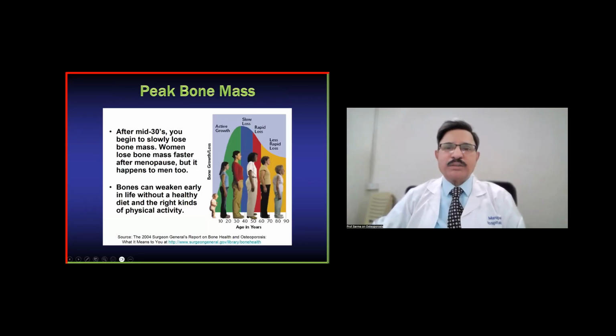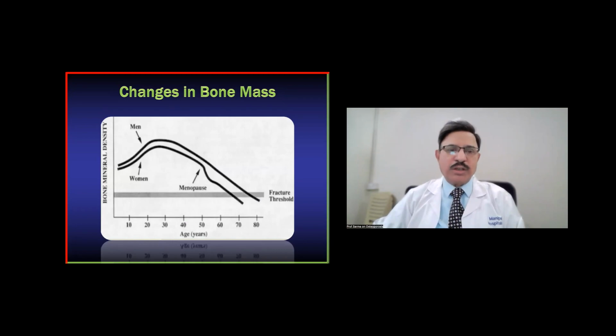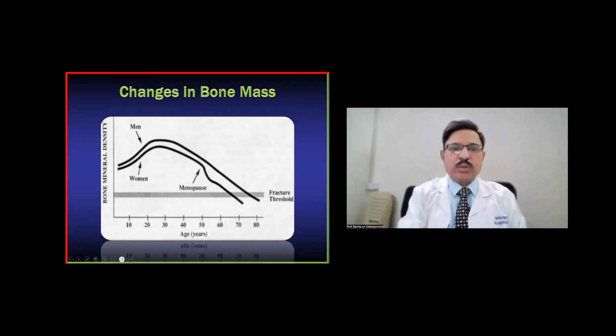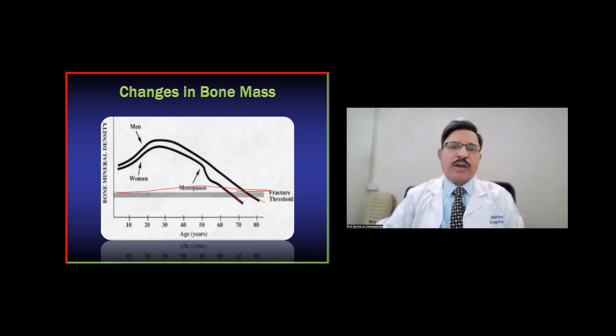You see the peak bone mass, the child, and then the adolescent, the adult. Active growth occurs in that green phase. By then it is over, and then slow loss, rapid loss, less rapid loss, like that. Now, changes in the bone mass, you see 10 years, 20 years, 30 years on the x-axis. By around 20 to 25 years, both in men and women, the bone mass is peaking. From then onwards, it's only one direction, going down. But look at the fracture threshold. The fracture threshold is somewhere here. Below that, when the bone mass comes down, the fracture occurs.